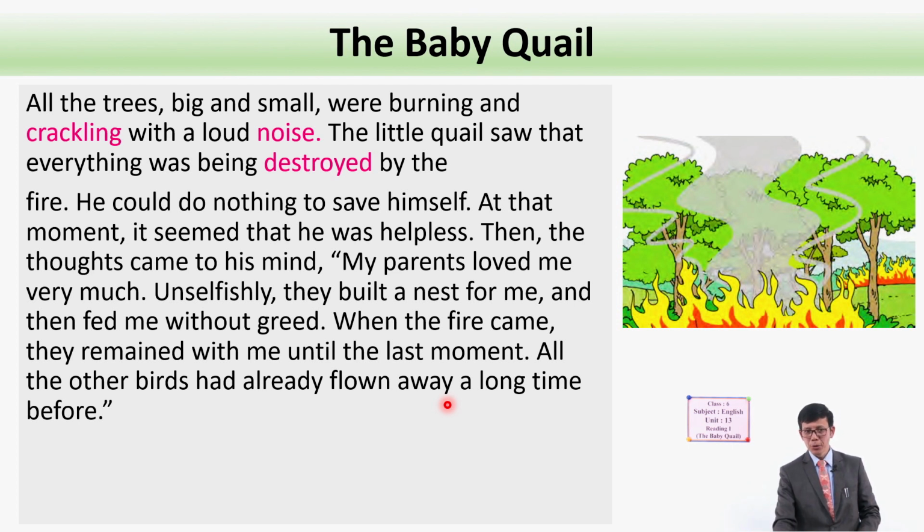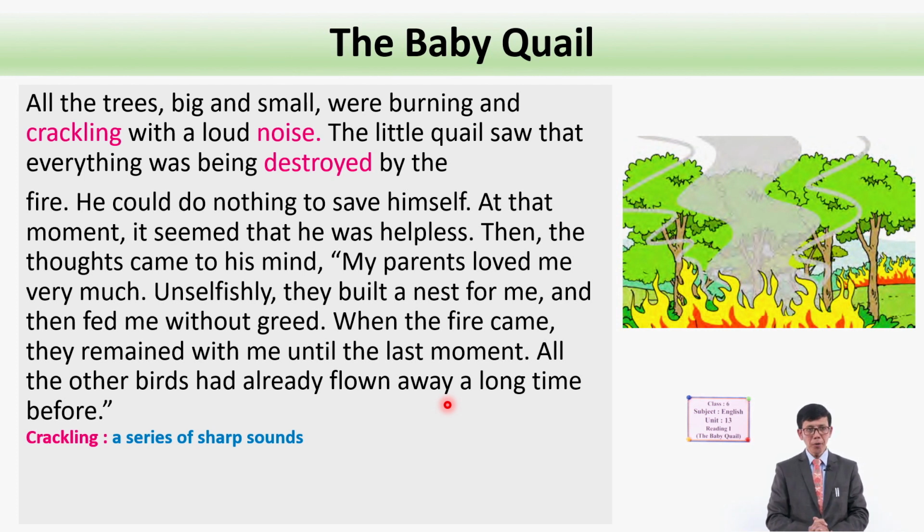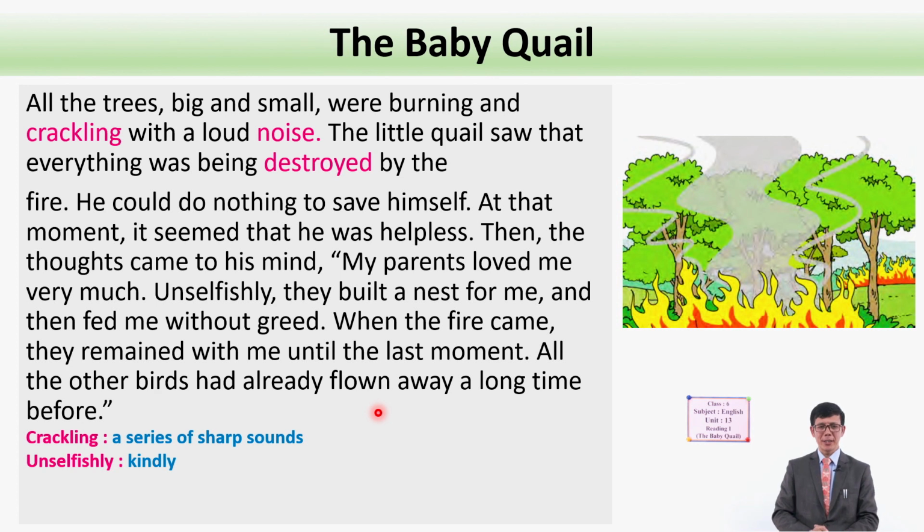Now, let's see some of the words. As you can see there, the highlighted words, you can see crackling. When there is fire in the jungle, you can see a kind of what? A series of sharp sounds in the jungle. That is what we call crackling sounds, kinds of sounds produced by that fire. A kind of sound, a shriek, that comes out when there is a fire, what you can say. Anyway, a kind of sounds.